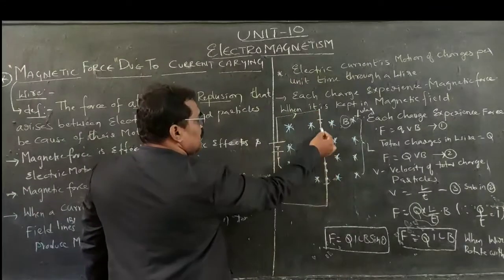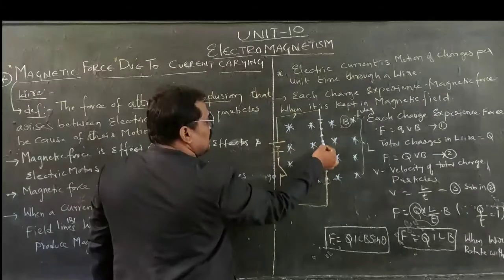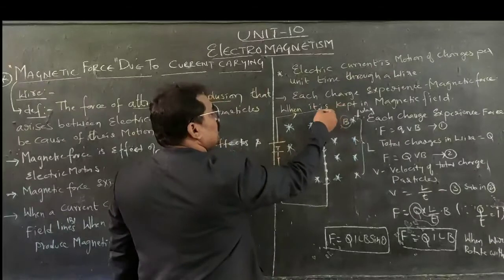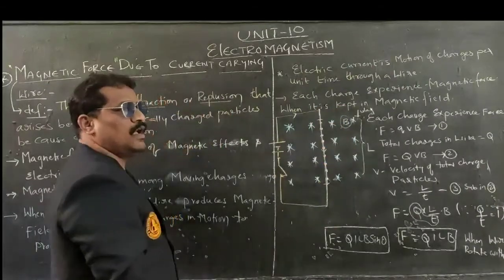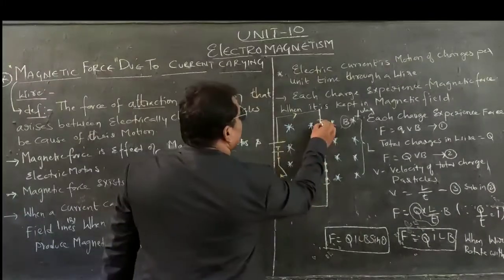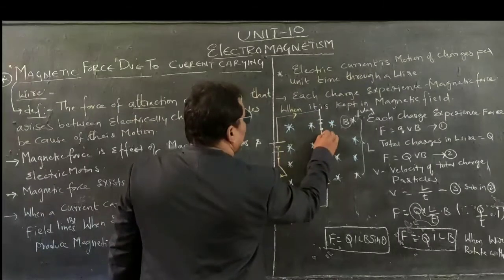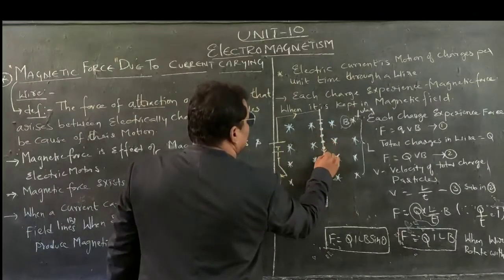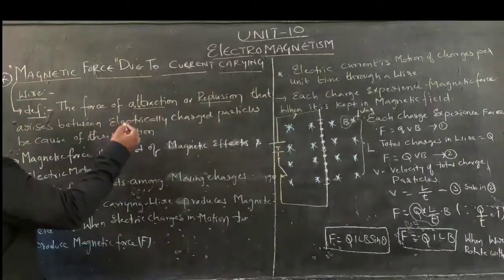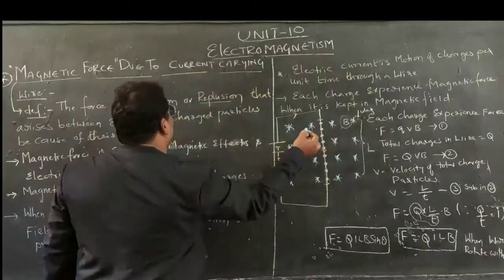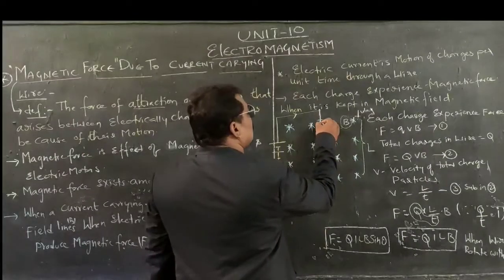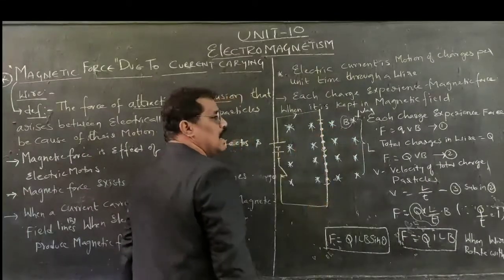Through this particular wire, charged particles are moving. What is called electric current? The rate of flow of charges. The charges which are in motion through a wire per unit time interval is called electric current. Therefore, this wire has a group of charges, and a force of attraction or repulsion arises between them, which are electrically charged particles, allowing the particles to move from one position to another.